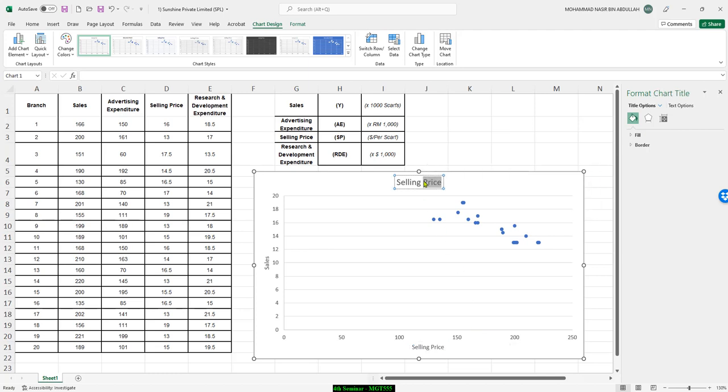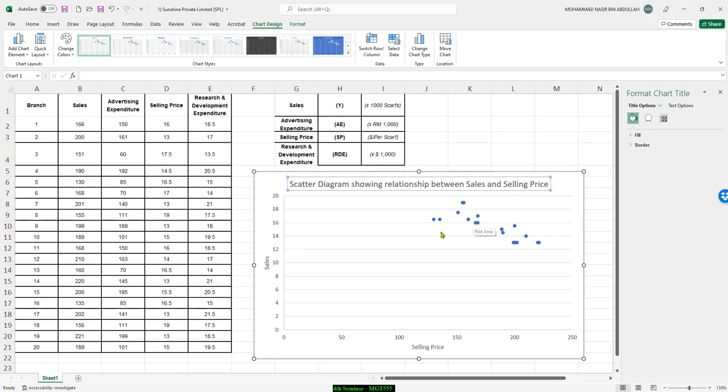And the title should be telling what is the chart type. So kita mesti ada scatter diagram. So mesti start dengan chart type. Kita punya title, scatter diagram showing relationship between sales and selling price.